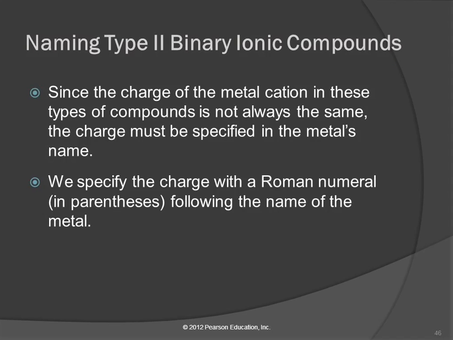Now, type 2 binary ionic compounds. The only difference here is that the metals are not in group 1, 2, 3, zinc or silver. And so we need to indicate their charge with a Roman numeral.